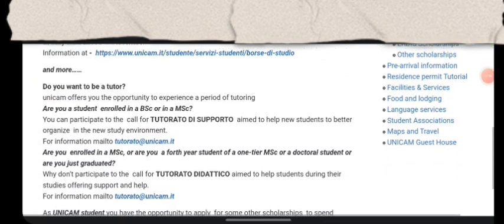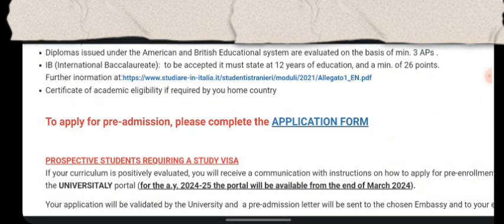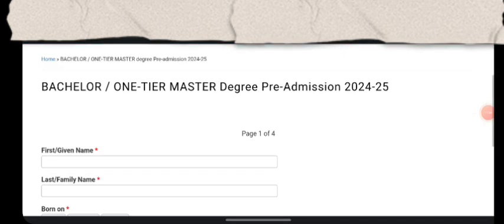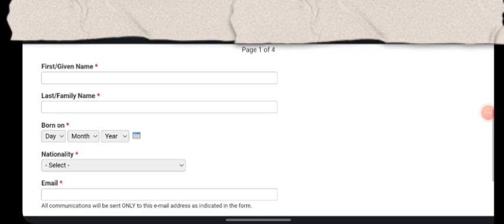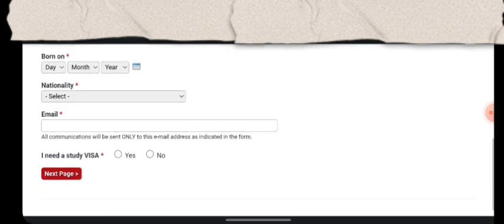Before we go ahead, I want us to go back to this page now and click on this button here. It says, to apply for a pre-admission, please complete the application form. When you click on this application form, it will take you to this page where you can start selecting your information. Here it says first name, last name, date of birth, nationality, email address.